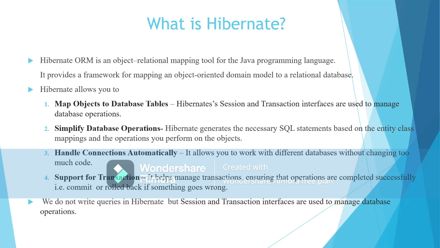So what is Hibernate? Hibernate is ORM, that is Object Relational Mapping Tool for Java programming language, and it provides framework for mapping object-oriented domain model to relational database. Means what? We are going to write a Java program, we are going to create object for it, and this object will be mapped to database by using Hibernate.